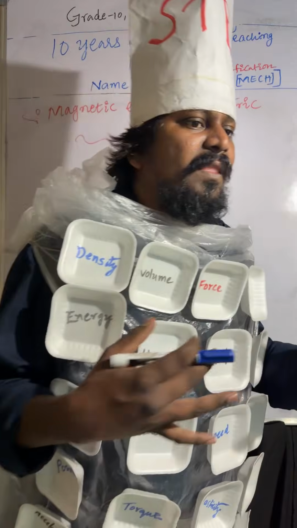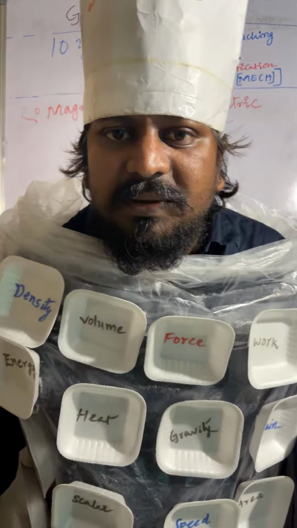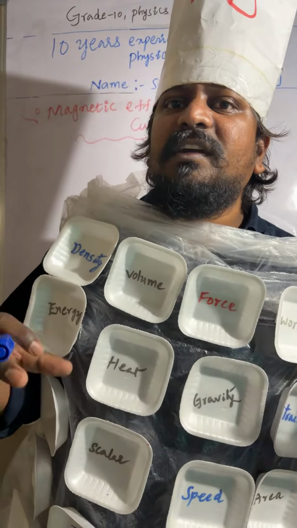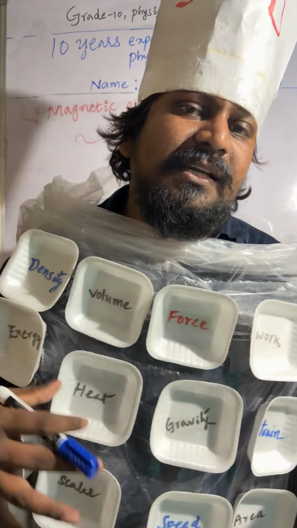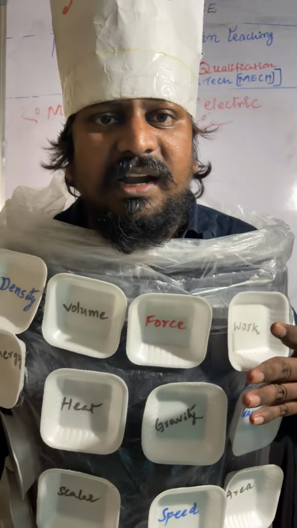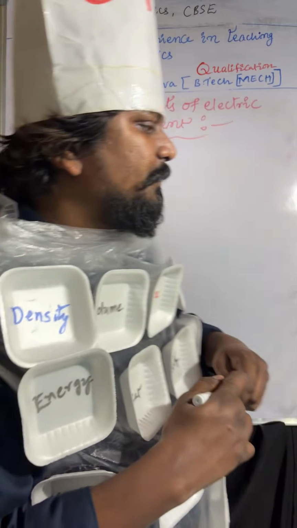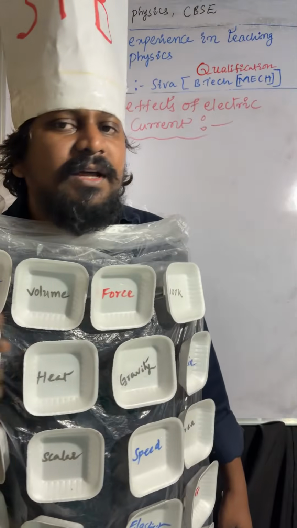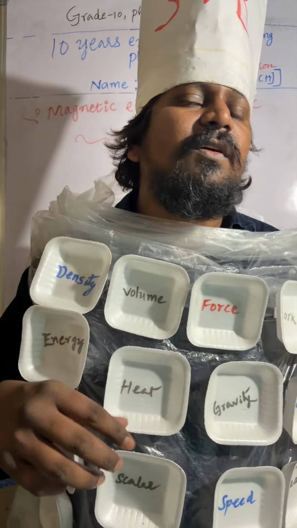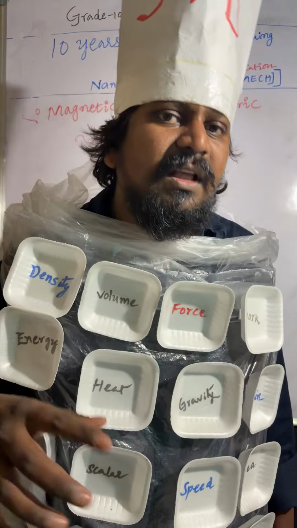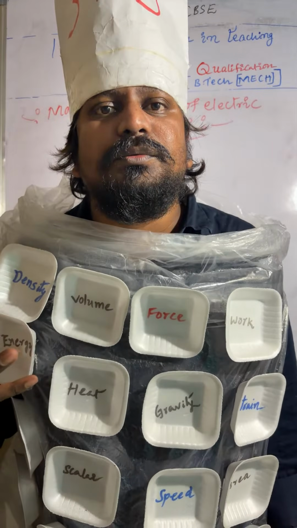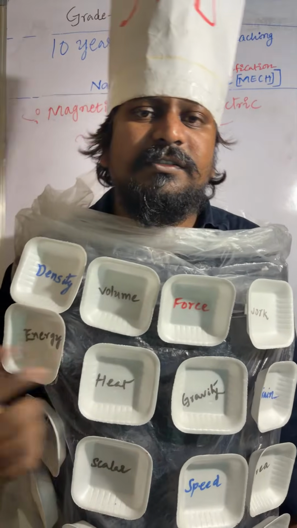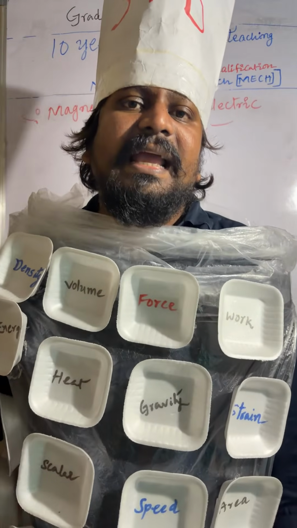Around the magnet, a magnetic field will be there, and the magnetic field will be in the form of field lines. A magnet has two poles: one is the north pole, and the other is the south pole. Both poles have equal strength.